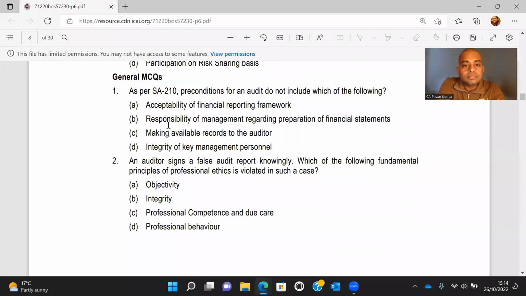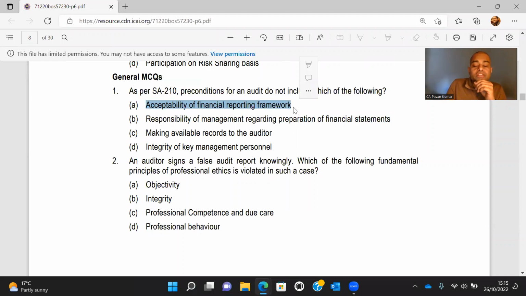As per SA 210, preconditions for an audit do not include which of the following: acceptability of financial reporting framework, responsibility of management regarding preparation of financial statements, making available records to the auditor, integrity of key management personnel. Okay, so this is the question. Guys, let us read it once again. Very good, excellent. I'm so happy answers are coming. Which of the following is or are not a precondition for an audit?